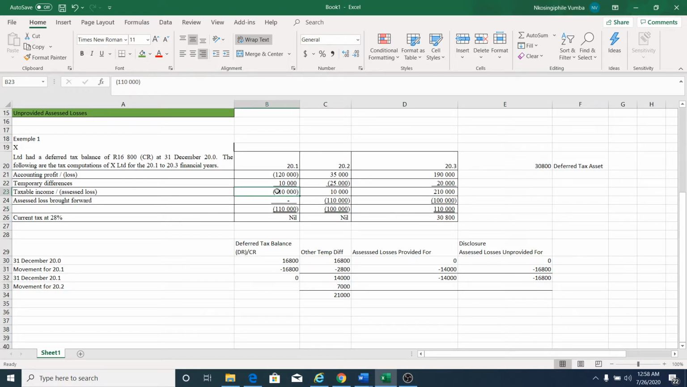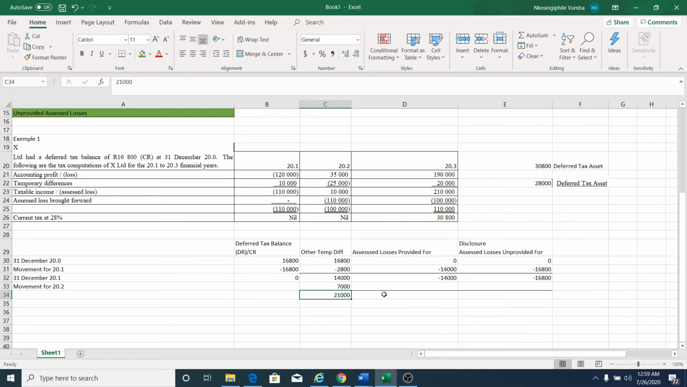Remember, this is our taxable temporal difference. I want to check something. Where is this? Taxable income, and then assessed losses brought forward, and then we have 100,000 rand, which is our assessed loss for this year. Obviously 100,000 multiplied by 28% should give you 28,000. What that means now is that we have a deferred tax asset arising from assessed losses of 28,000 rand.